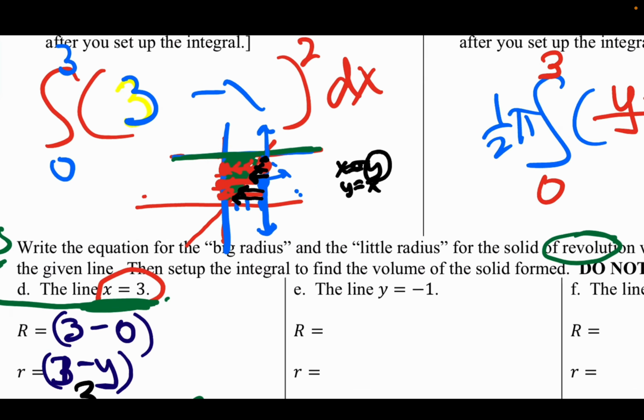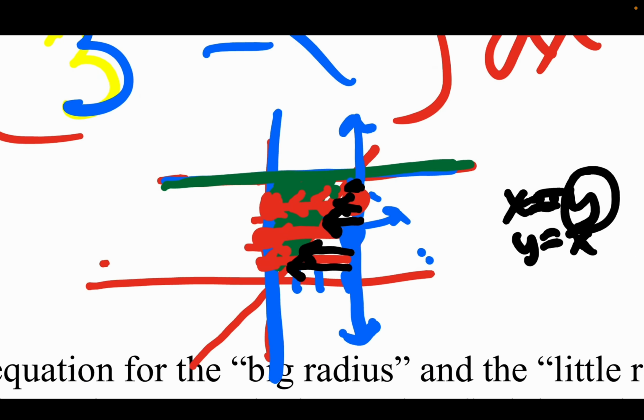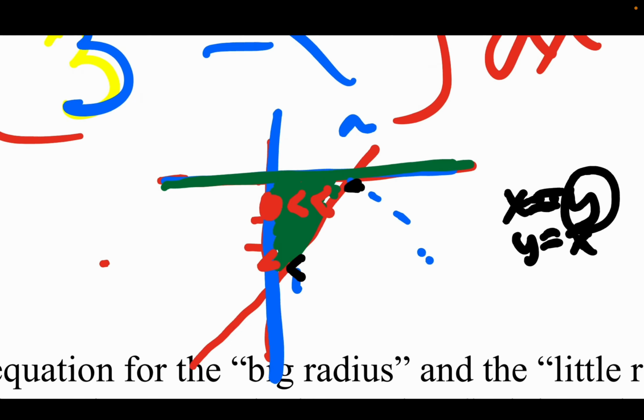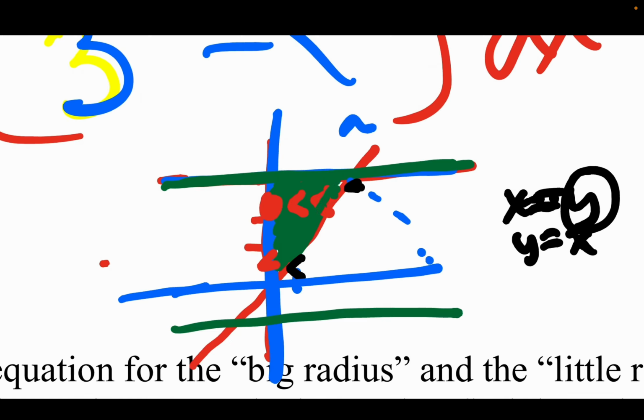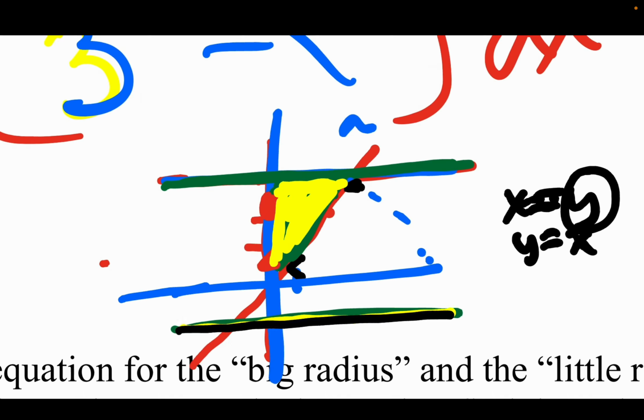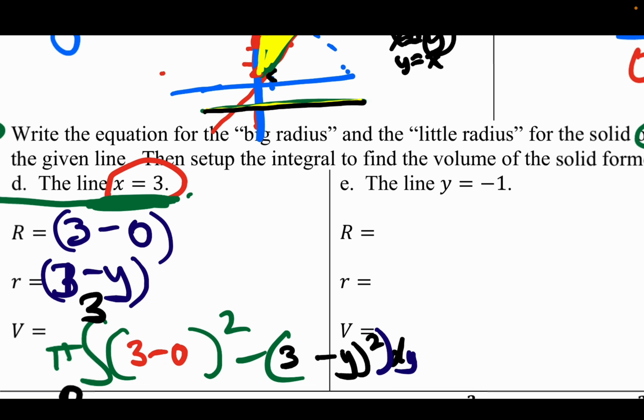All right, now let's go around the line y equals negative 1. Okay, so we're taking this around the line y equals negative 1. Now notice it says y equals negative 1. That's like the x-axis. So we have this region right here that we're going to take over this line, y equals negative 1, which is like the x-axis. So this is going to have a dx in it in a minute.